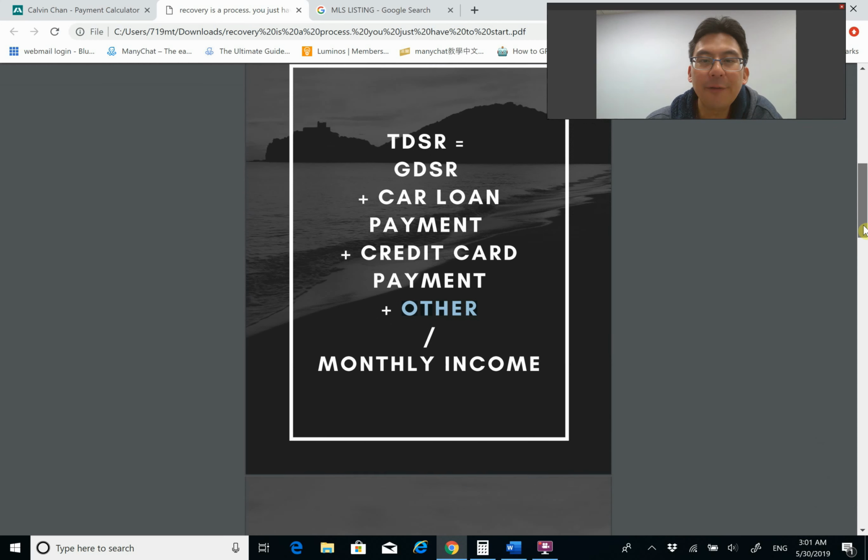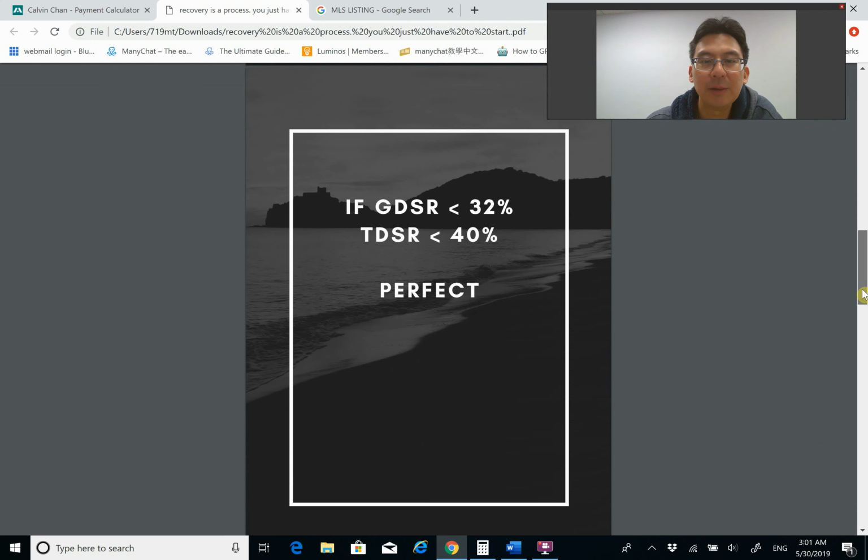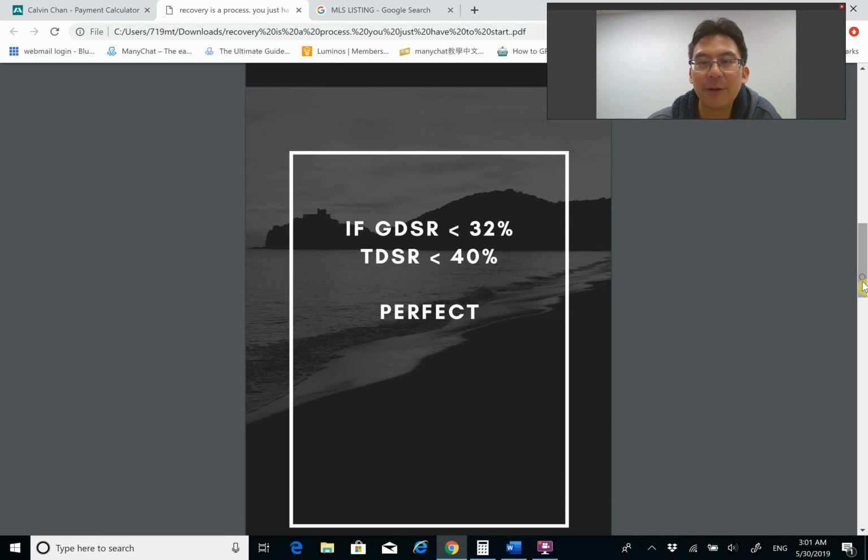So after you calculate these two, assuming that you have good credit, and you usually have a gut feeling how good your credit is. If you always pay late on your bills, then you probably don't have good credit. But if you always pay on time, then you have a gut feeling that you have good credit. And if you want to know how to improve your credit, watch my previous video, the one that I taped last week. Okay, but this is the conclusion.